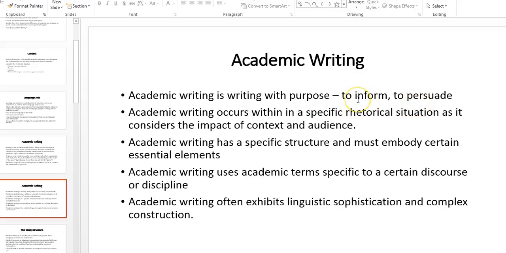You can write to convince, you can write to inform, you can write to explore, you can write to expose, and so forth. So there are many rhetorical purposes. But up here, I've just put two. Academic writing also occurs within a specific rhetorical situation as it considers the impact of context and audience, right?